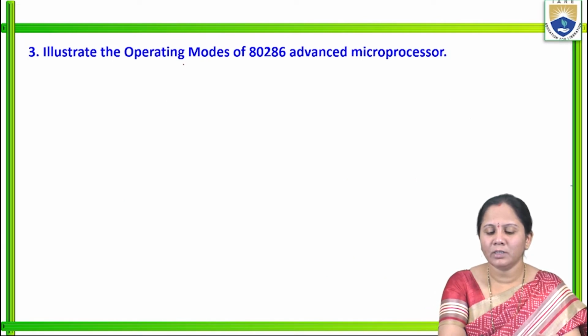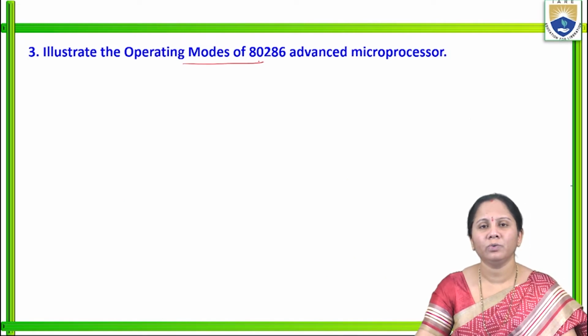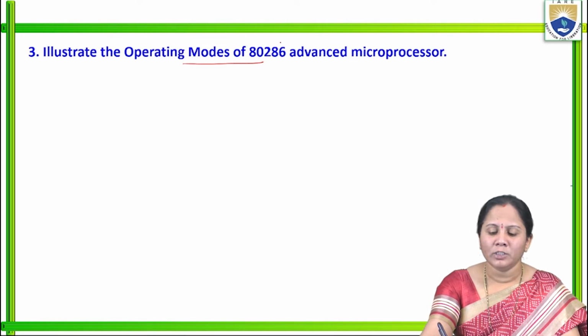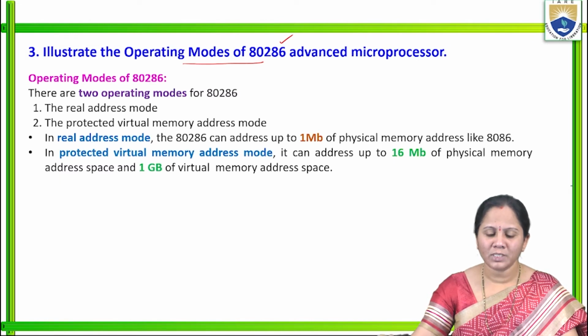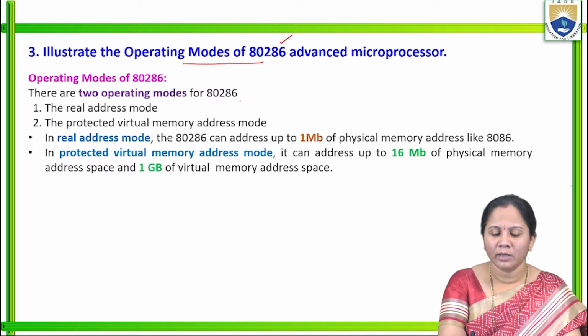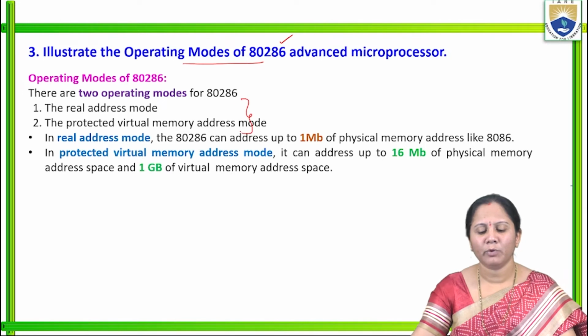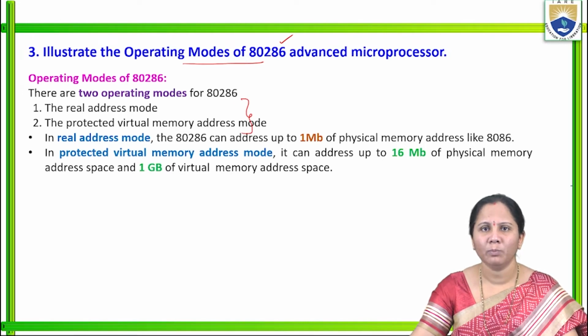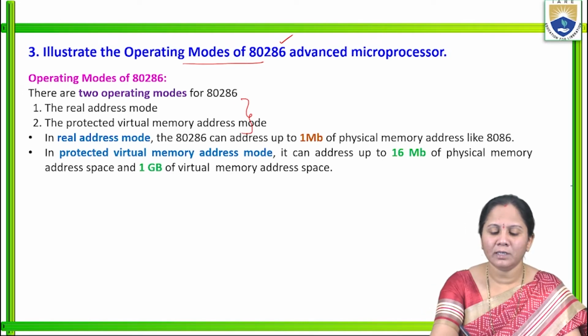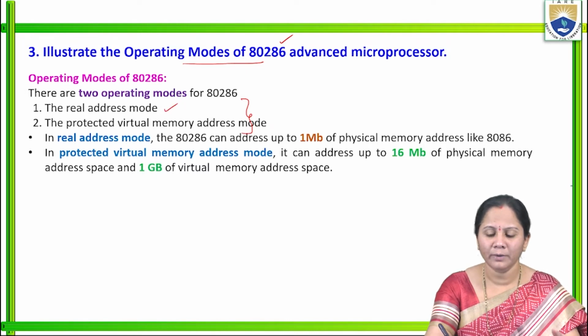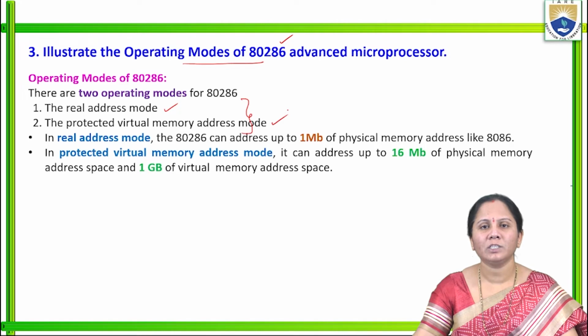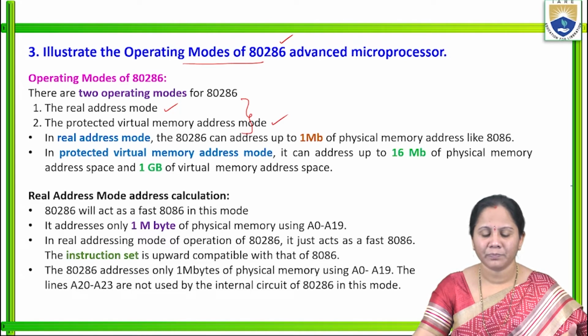And so, illustrate the operating modes of 80286 advanced microprocessor. So 80286 microprocessor can be operated in 2 modes. The 2 modes are real address mode and protected virtual memory address mode. That means in the real address mode, what is the procedure to calculate the physical address, and in the protected virtual address mode, how to calculate the physical address.